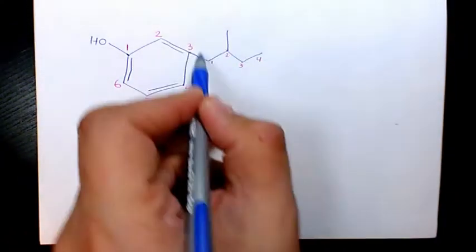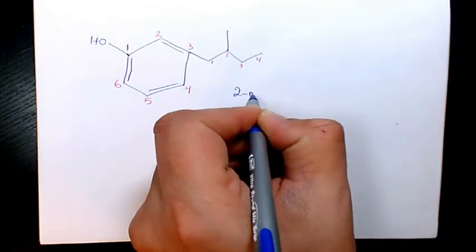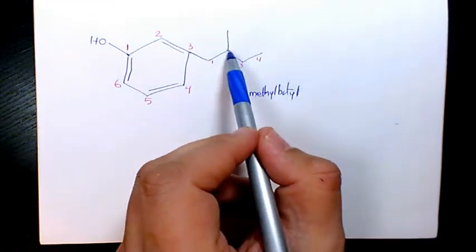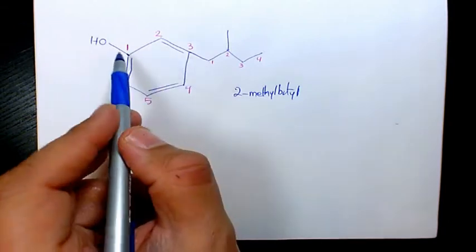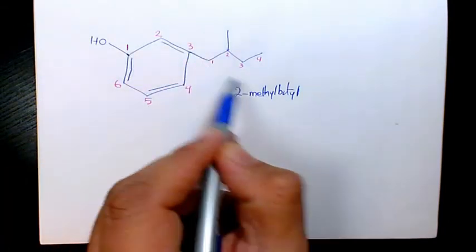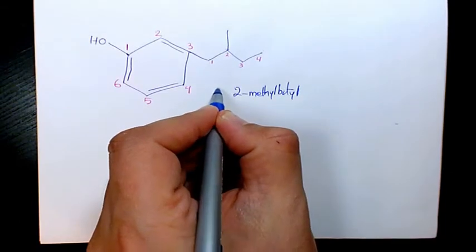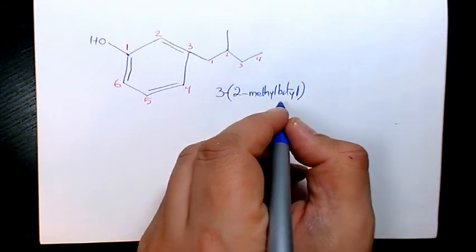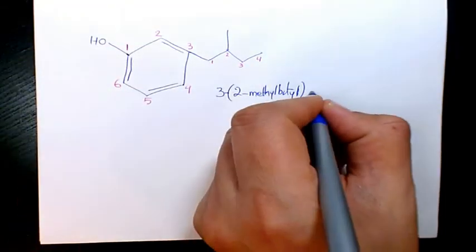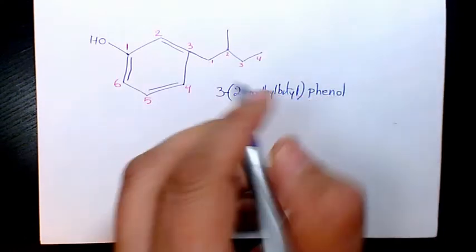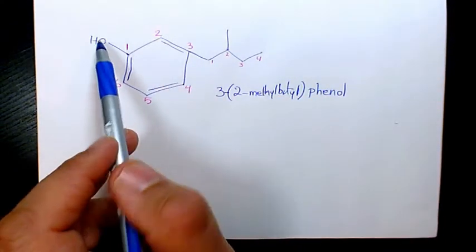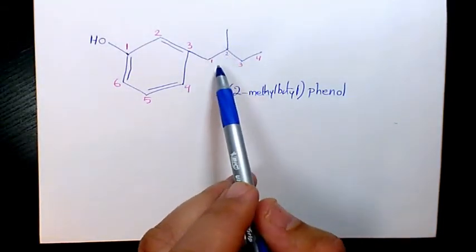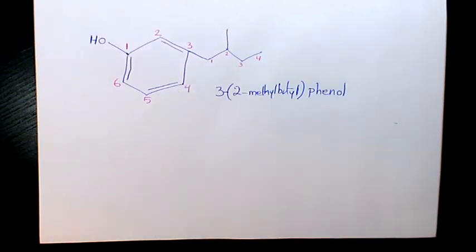So if I want to name this part, it will be 2-methyl butyl. And here the location of this 2-methyl butyl is on the third one. So I'm going to say 3, 2-methyl butyl, and the rest of it is going to be phenol. So you know, when we have a benzene ring and we have one hydroxyl group, we call it a phenol. So we have 3, 2-methyl butyl phenol. This is the name of this organic compound.